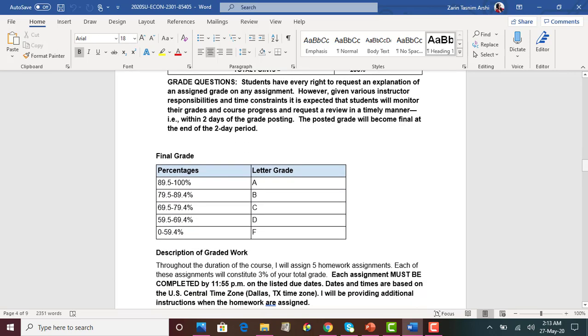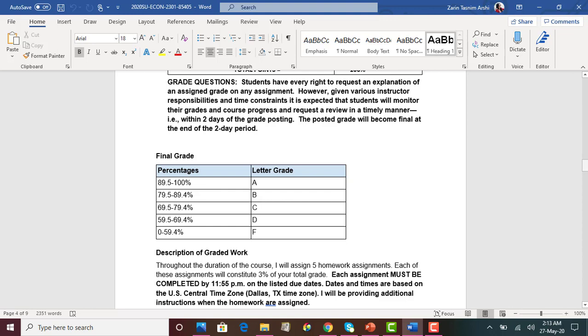So as far as the grade distribution, you can see I gave an extra 0.5. So if you are between 89.5 to 100%, you get an A. From 79.5 to 89.4, B. And then if you are scoring from 69.5 to 79.4, then you are C.